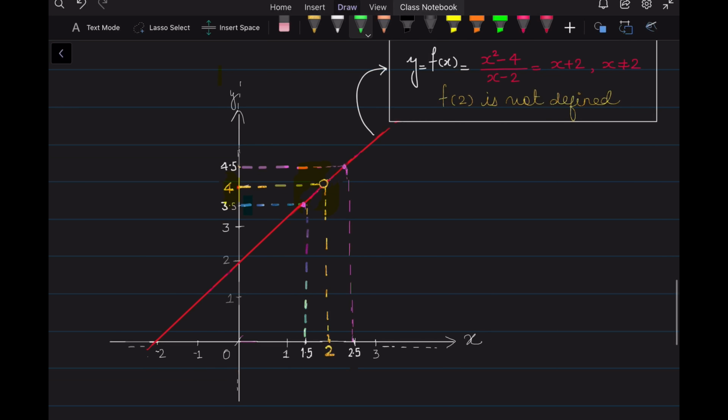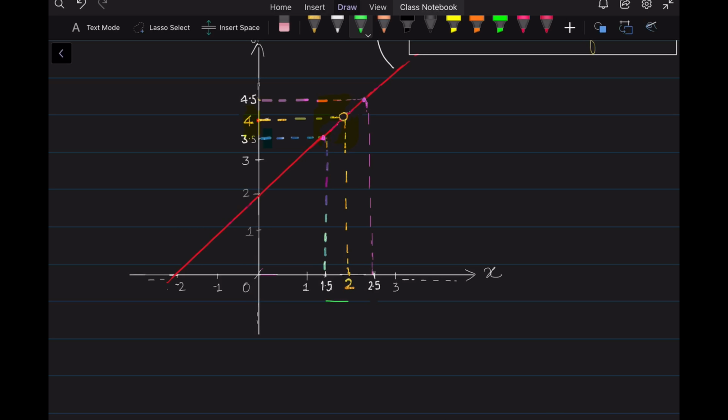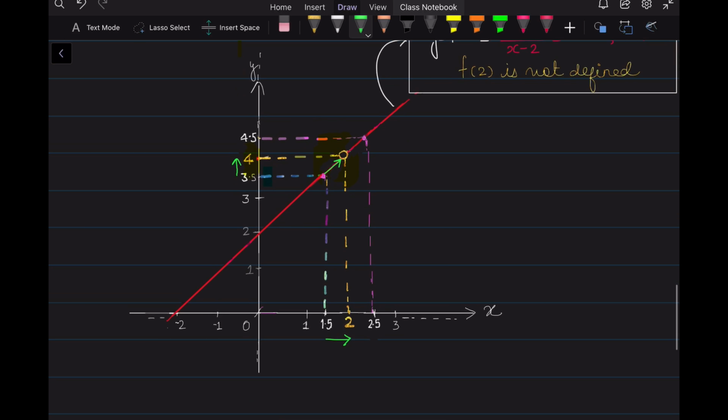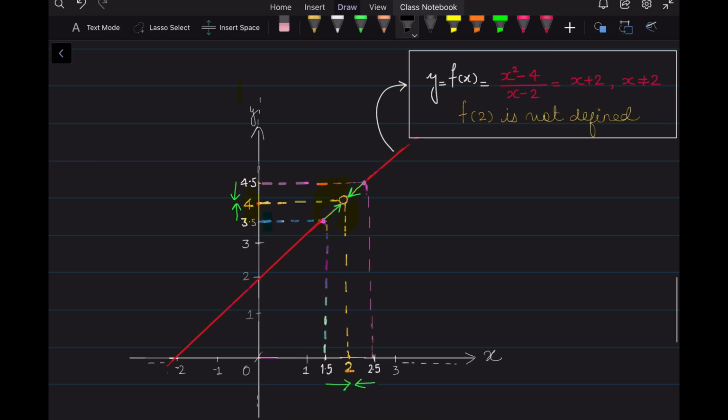So we can see here clearly, as x approaches 2 from the left side, the points on the graph approach this yellow ring because the values of the function approach the number 4 on the y-axis. So this number 4 is the left-hand side limit of this function as x approaches 2 from the left side. And similarly, we can see that as x approaches 2 from the right side, the points on the graph approach the yellow ring again because the values of the function approach this number 4 again on the y-axis. So this number 4 is also the right hand limit of this function as x approaches 2 from the right side.